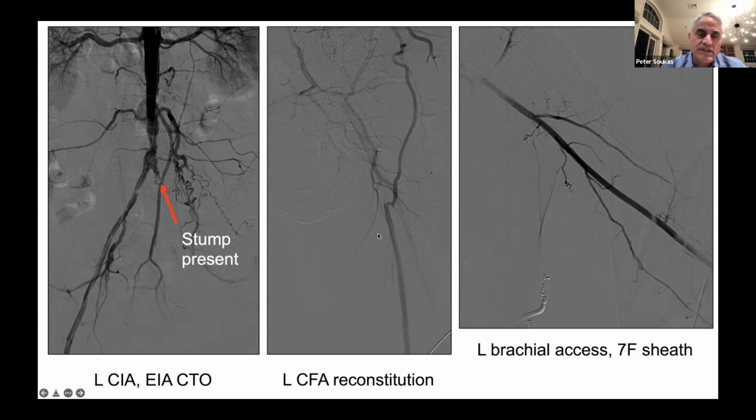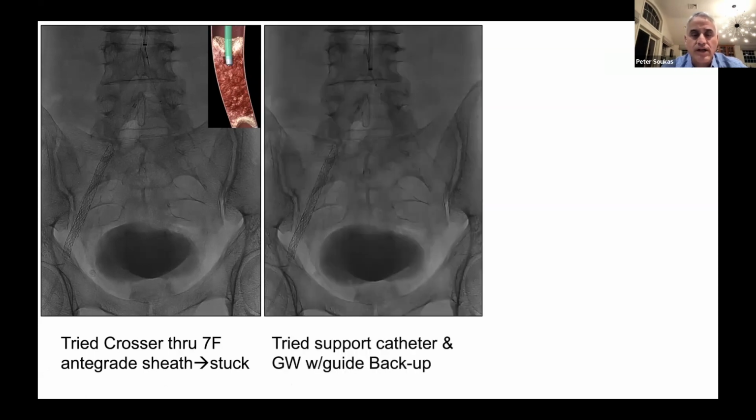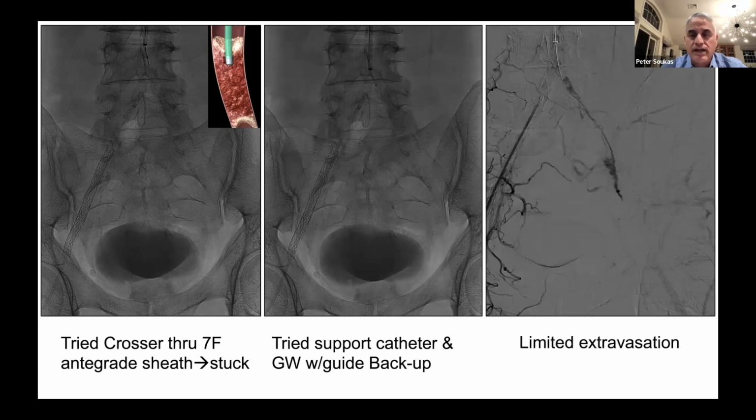The common femoral does reconstitute via these collaterals from the hypogastric and sacral arteries. And in this particular case, we tried a crosser device, but we got stuck and couldn't make any forward progress. And then we tried a support catheter and some aggressive wiring. Unfortunately, that did result in a small area of extravasation. So we decided that we probably should try a different approach.